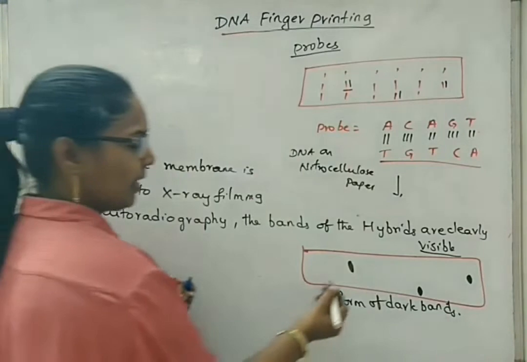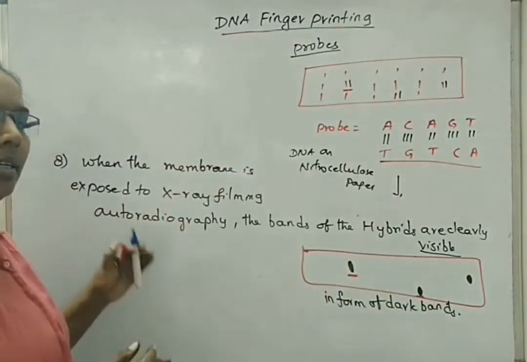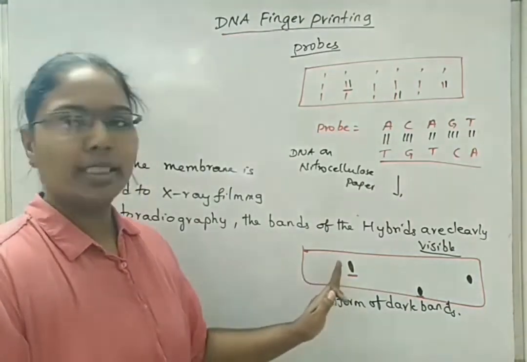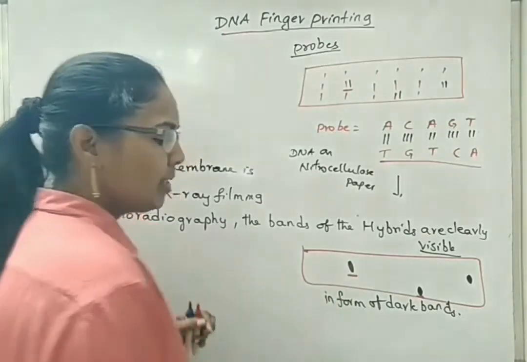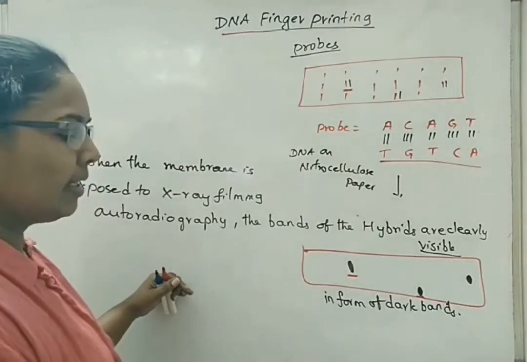Then we can separate whatever the strands are there, and we can compare to the unknown sample that is given for the test, and we can analyze whose genetic material this is and who that individual is. Now we will see how these nitrocellulose papers are stuck with DNA in a diagrammatic form.